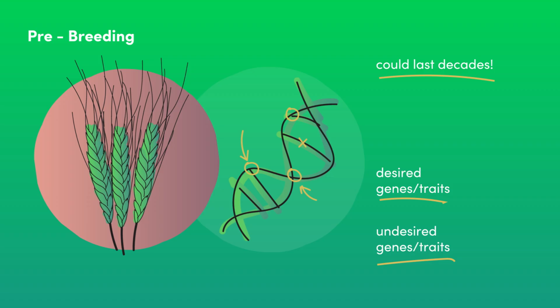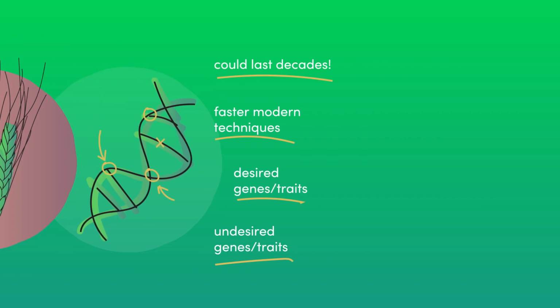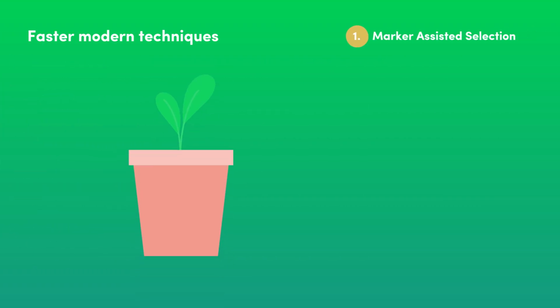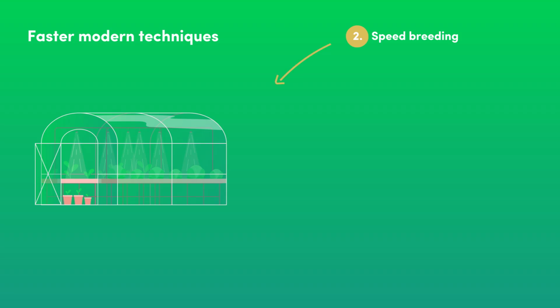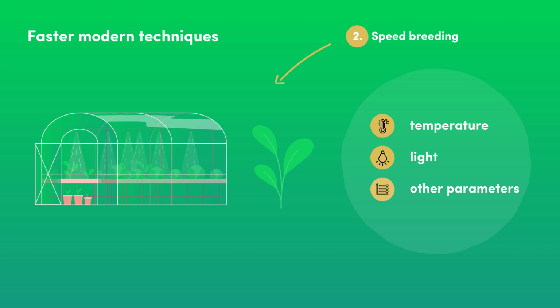Formerly, selection was based only on visible or measurable traits, the so-called phenotype. Now, modern techniques such as biotech and molecular tools can reveal the genetic background of traits, making breeding faster and more efficient. Marker-assisted selection allows rapid detection of desired genes, even in seedlings. Speed breeding shortens generation times by adjusting temperature, light, and other conditions.